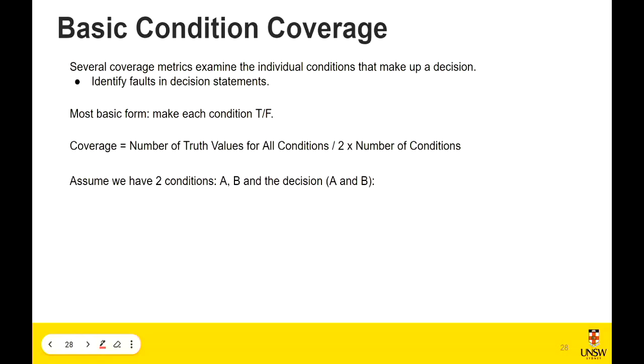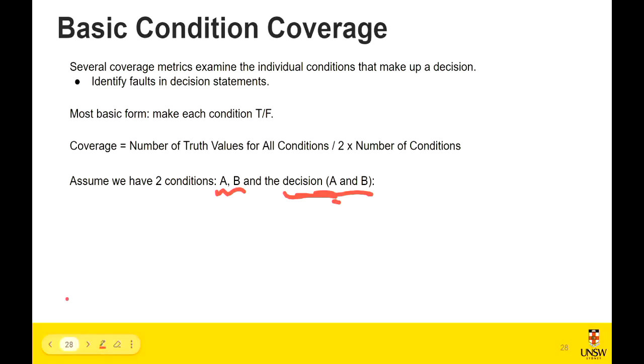Let's come to a more detailed example here. Assume we have two conditions, A and B, and the decision is A and B. Can you imagine what the different combinations of conditions will look like to achieve full basic condition coverage?